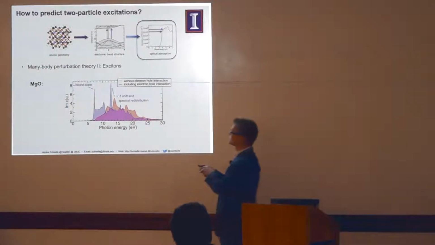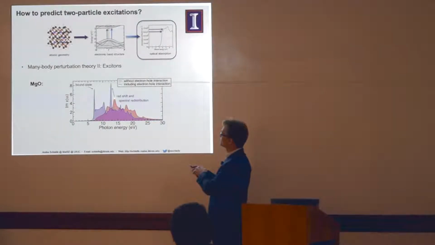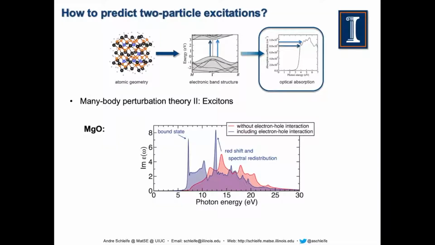The other thing that appears is this so-called redshift. If you look, for instance, at this peak here in the red curve, it appears at slightly lower energies once you include electron hole interaction, right? So it shifts to red. That's the same for this peak, it's the same for this peak. So that's again a kind of universal effect that we see for many semiconductors. If we now compare to experiment, you can see this is a much better agreement, right?